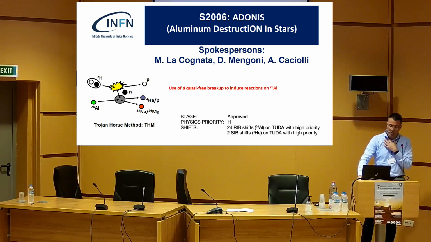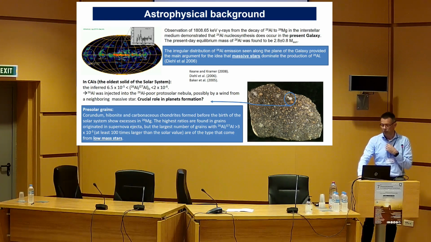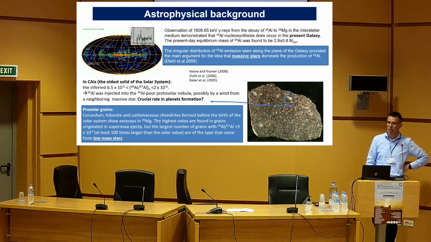And okay, this is the activity where we are involved with a master student. This is an experiment that we tried 2 years ago at TRIUMF, and it should be repeated in July this year. It is related to the destruction channel of aluminum-26. Aluminum-26 is also a very important nucleus for astrophysics, and the reason is related to its half-life.